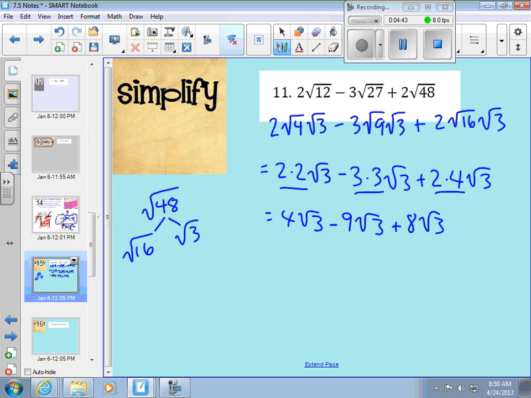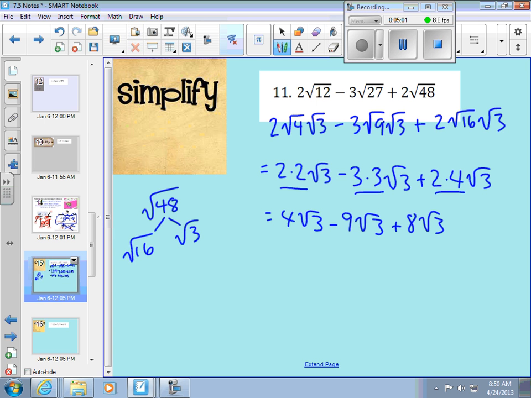Can we do some adding or subtracting now? Yes. All our terms have a square root of 3. It's the square root, and all of them have a 3 underneath the square root. Those are like radicals, so we can add these and subtract these. And remember, when you're adding and subtracting, you go from left to right.